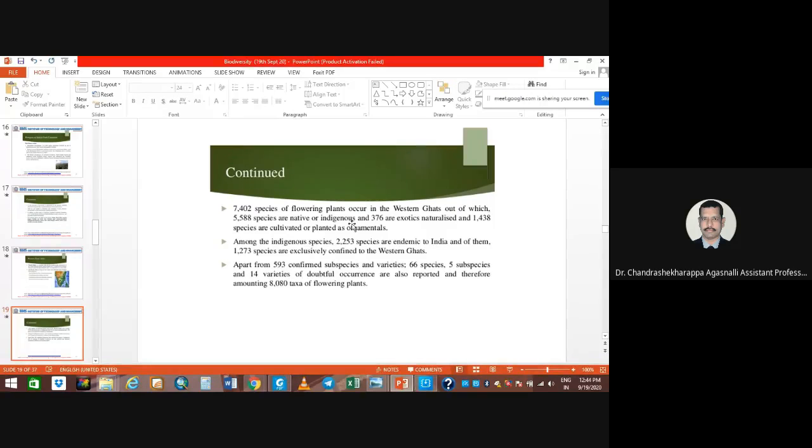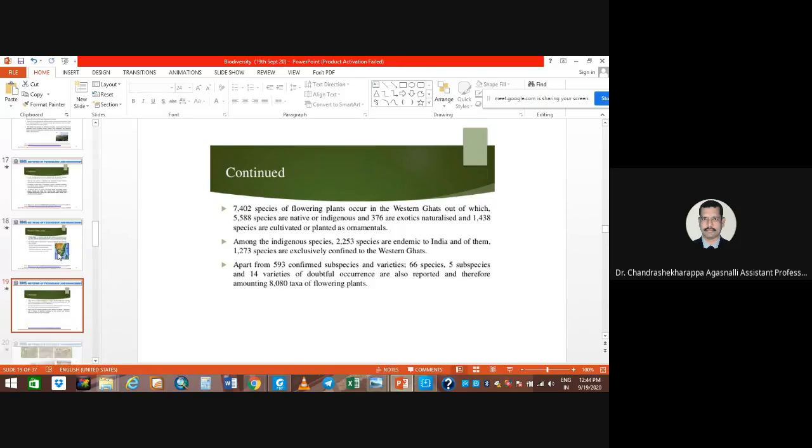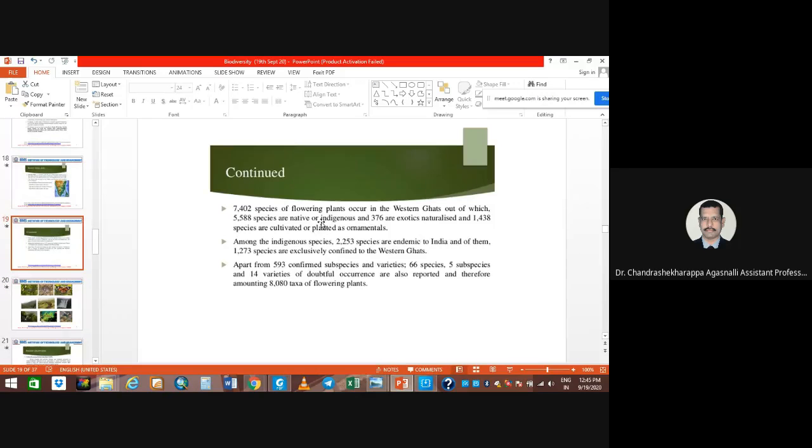Okay, and among the indigenous species, 2,253 species are endemic to India, and of them, 1,273 species are extremely confined to the Western Ghats. You see this, how many varieties there are, right? Apart from the 593 confirmed subspecies and varieties of 66 species, there are about 8,080 taxa of flowering plants. How many varieties of plants there are in the species in the Western Ghats.